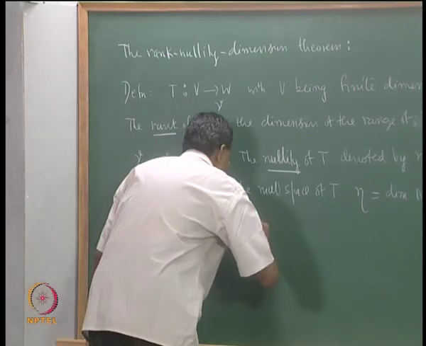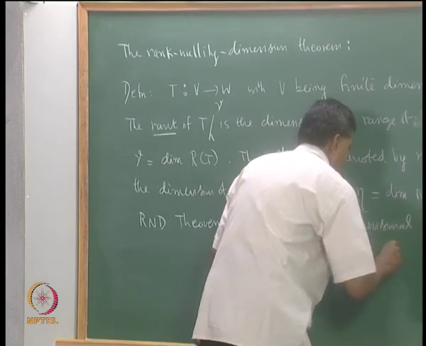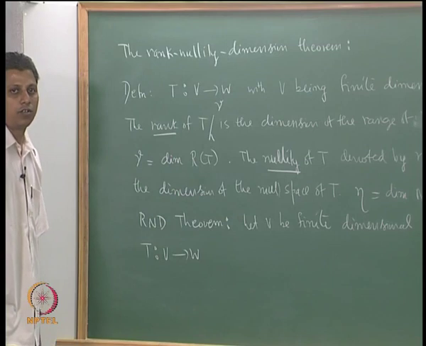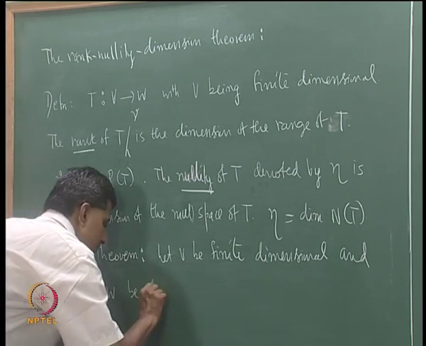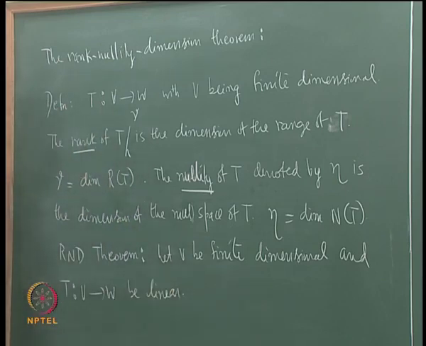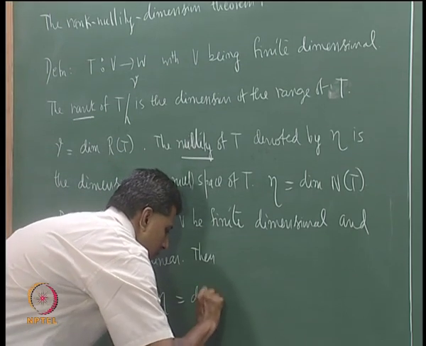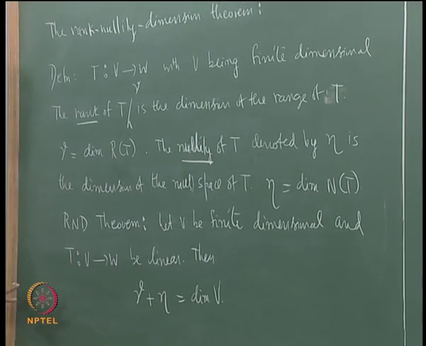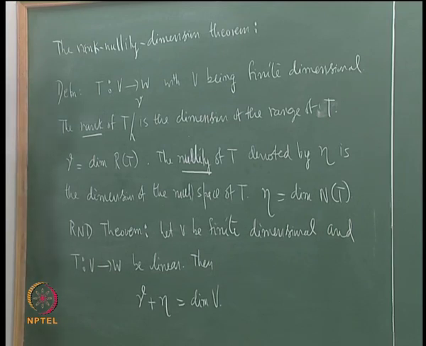V is finite dimensional, and T is a linear map from V into W, with no conditions on W, which means W could be infinite dimensional, but V is finite dimensional and T is linear. Then this theorem says that rank plus nullity equals the dimension of the domain space. Now you see that the dimension of W does not come into this equation. That is the reason why there is no condition on W. W could be infinite dimensional. Okay, so let's prove this and then look at some of the consequences of this result.